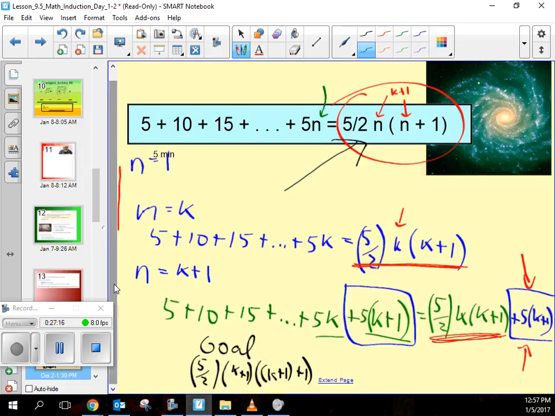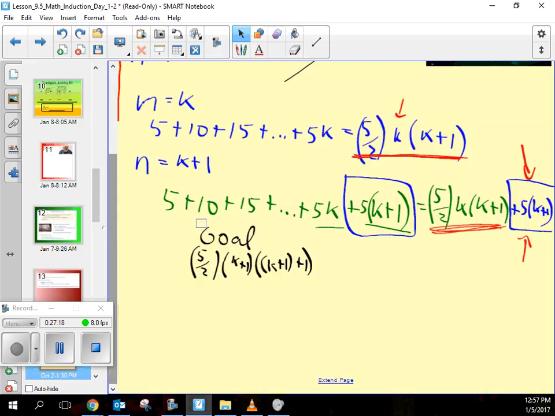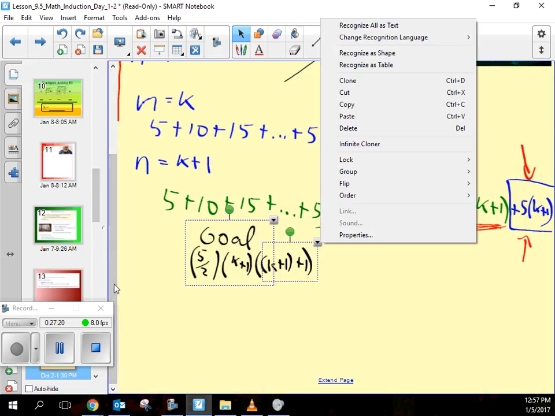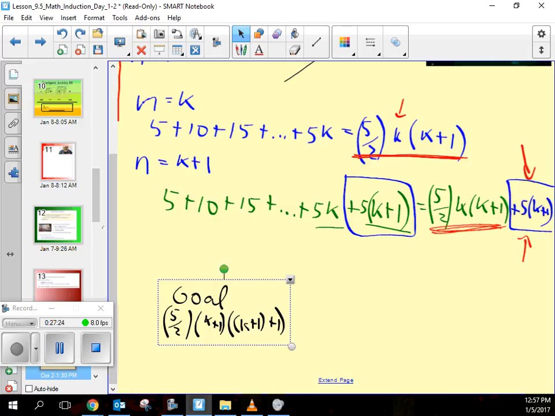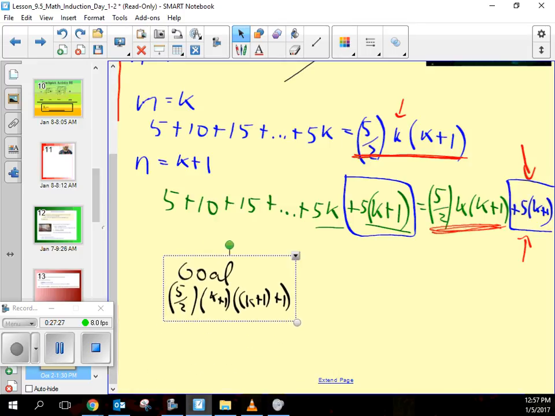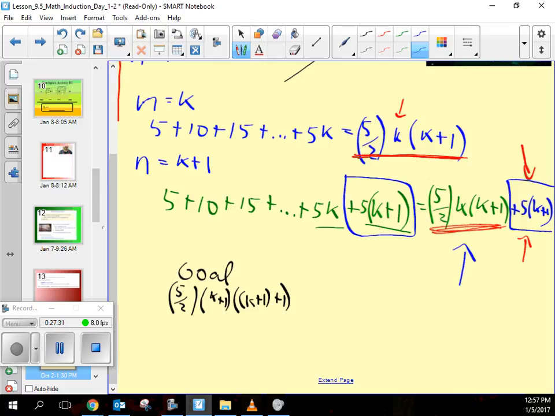Okay, so if that's our goal, I'm going to get that grouped so I can drag it down screen with me. That's my goal. I'm going to try to take this over here and do a whole bunch of work to it until it looks like my goal.